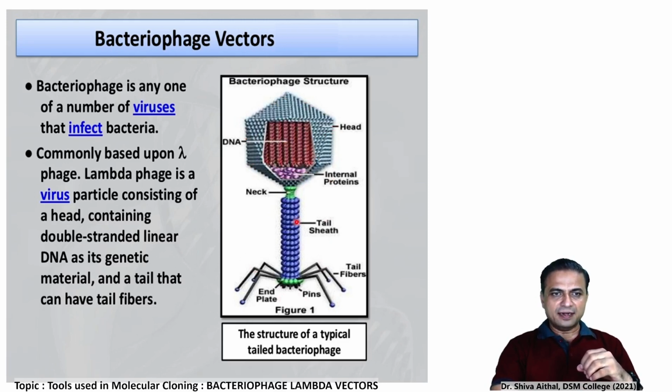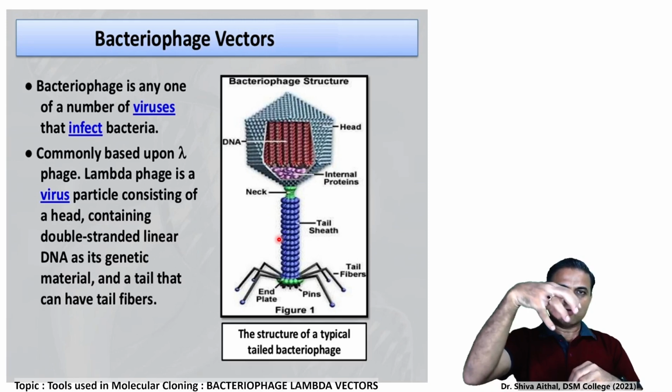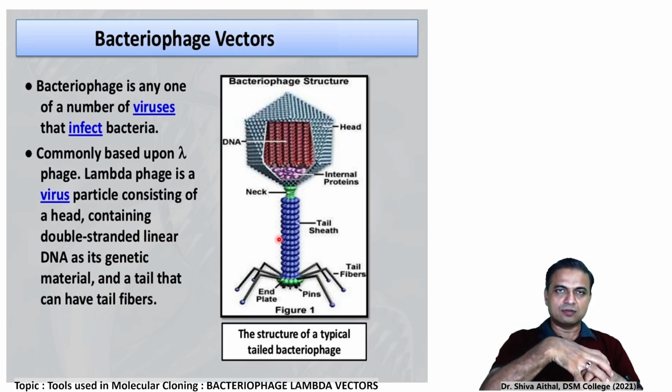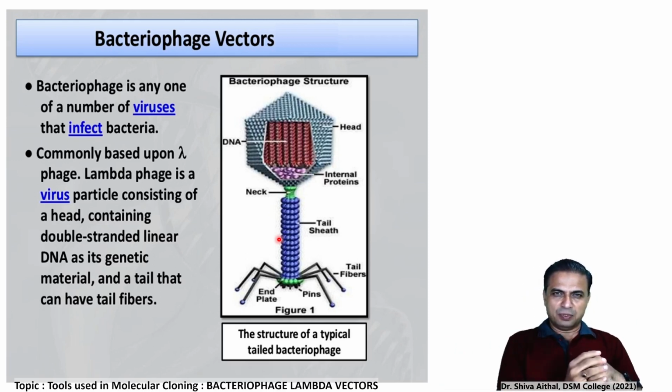It consists of a head, a double-stranded linear DNA as its genetic material, then a long cylindrical tail sheath, and tail fibers, which are for attaching to the host. It has a very beautiful mechanism of attachment: it just sits on the host, injects its DNA, and the ghost body is thrown out. So this is the structure of a typical tailed bacteriophage. I will not go into much detail, as you can see these things in virology.